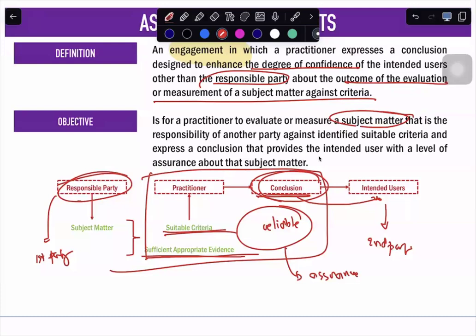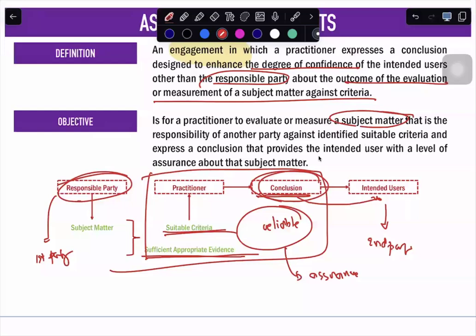So here we have the responsible party, which provides an assertion in the form of a particular subject matter, and the practitioner will look into that subject matter against a suitable criteria. We'll look into the degree of correspondence of that subject matter to that suitable criteria. Sir, anong ibig sabihin ng degree of correspondence? So meron tayong, halimbawa, yung responsible party may sinasabi or may binibigay na report.